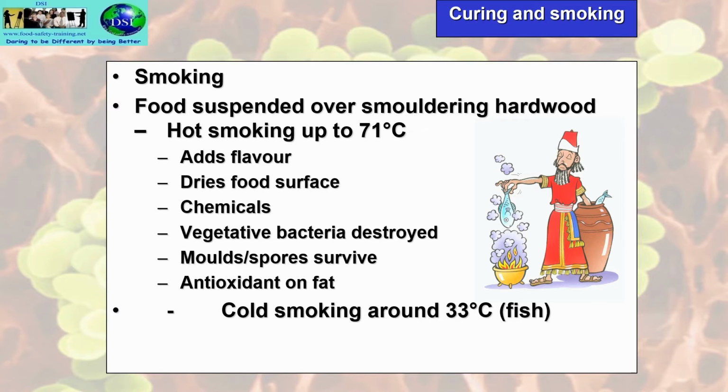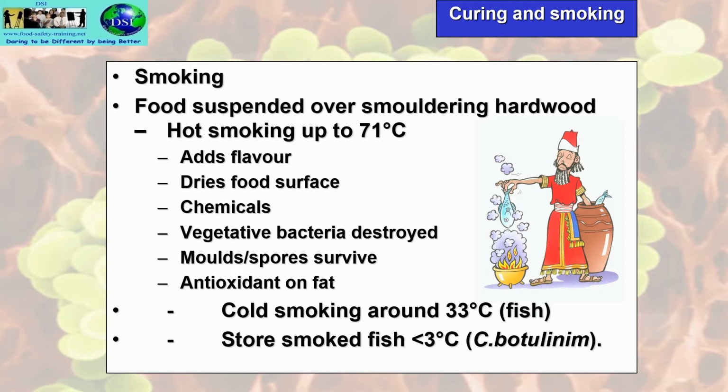Cold smoking, which is around 33 degrees C, they use this a lot with fish. It's not a cooking process, it just imparts flavour. So the food product itself is not cooked. You need to store that smoked fish at less than 3 degrees C because of the problem with Clostridium botulinum. Smoked salmon, for example, is classed as a raw fish, although it is cured because of the cold smoking process.